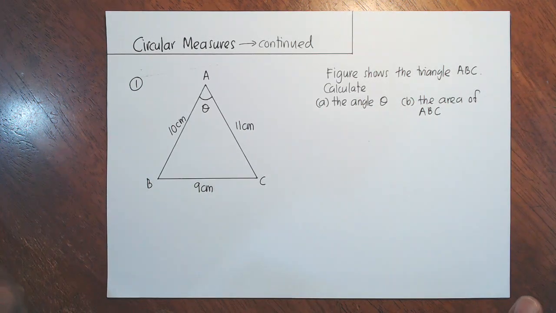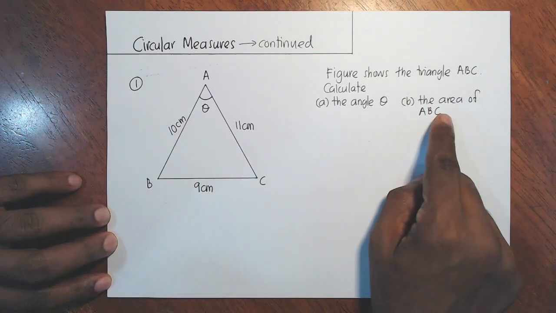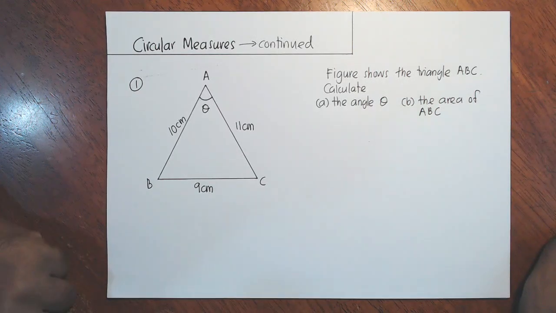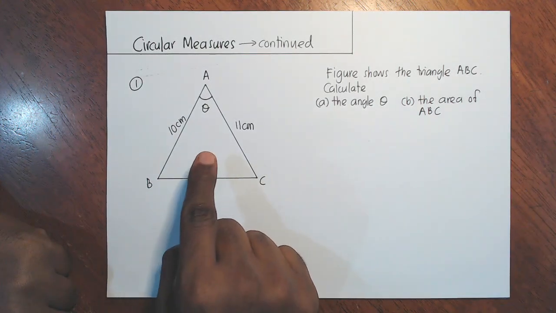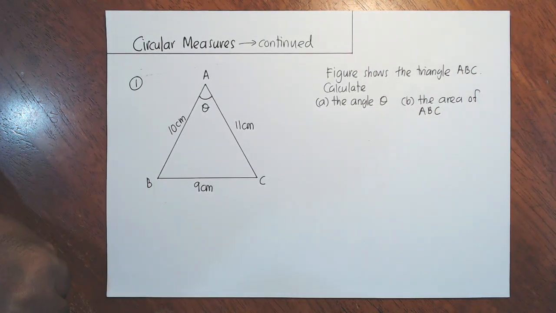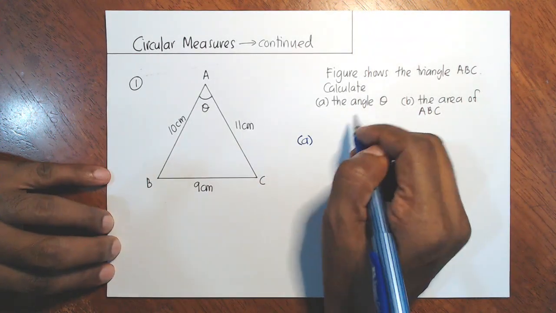Here we have a figure showing the triangle ABC, and in question (a) they said calculate the angle theta and also calculate the area of ABC. The traditional ways are very difficult here. So the easiest way to calculate the angle theta is using the cos rule from solutions of triangle. Hope you remember the cos rule. If you don't, then just do a quick revision. I can show you an example here. How do you calculate the angle theta?